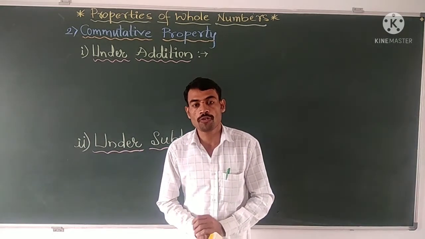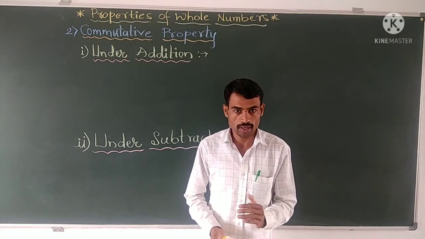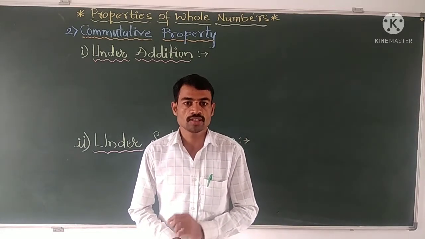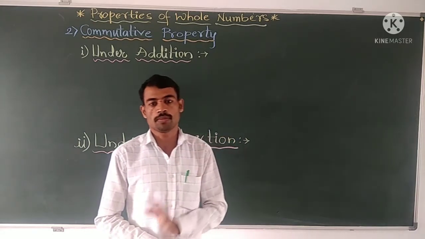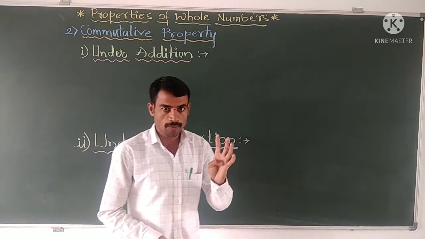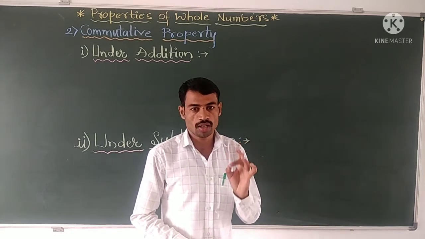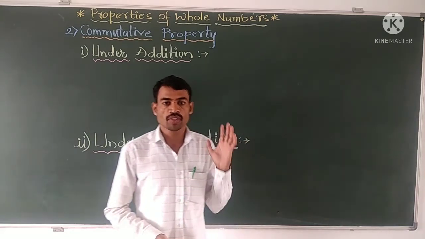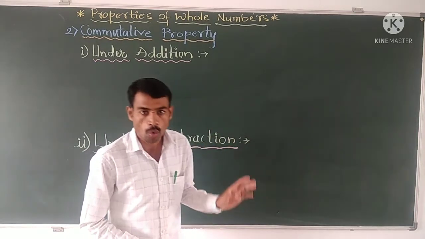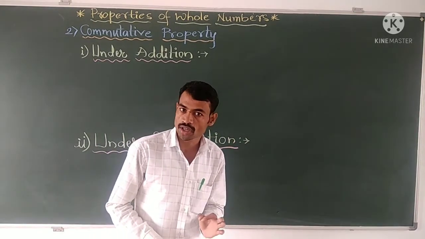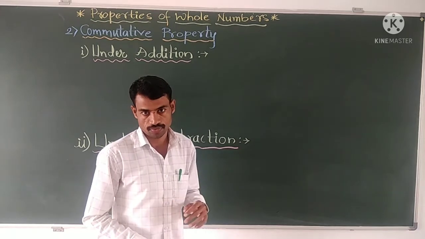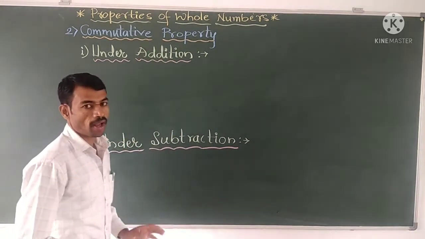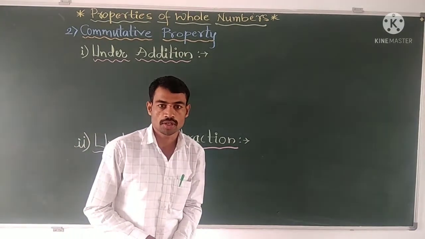Commutative property of whole numbers. Today we have to discuss the commutative properties of whole numbers under addition, under subtraction, under multiplication and under division. So we have to study the commutative property of whole numbers under addition and subtraction. Here we have to apply the commutative property for whole numbers.